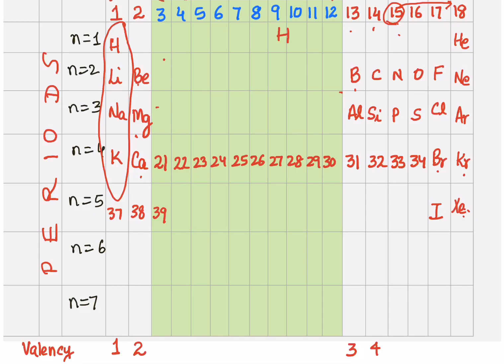Tell me, how many more electrons does 15 need in order to become 18? Good. It needs 3 more. So the valency here is 3. Valency for group number 16 is 2. Valency for group number 17 is 1. What is the valency for group number 18? It is 8?